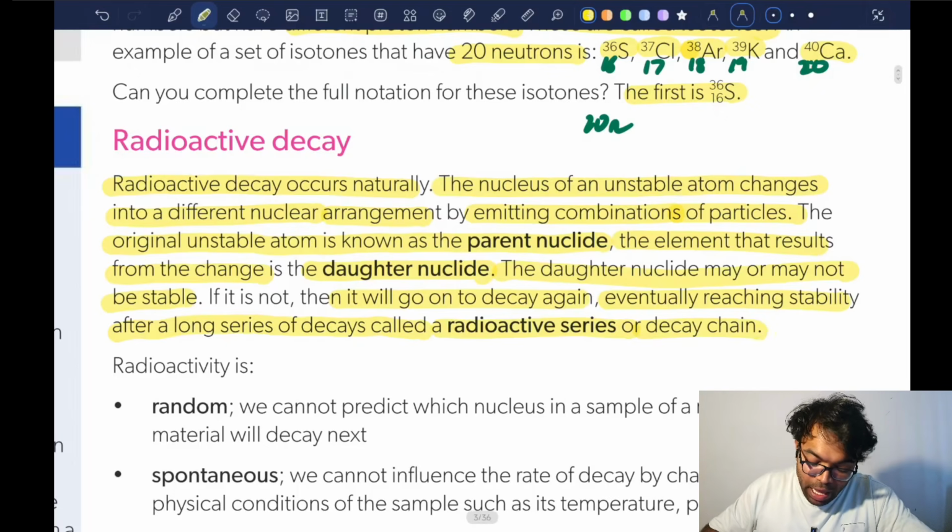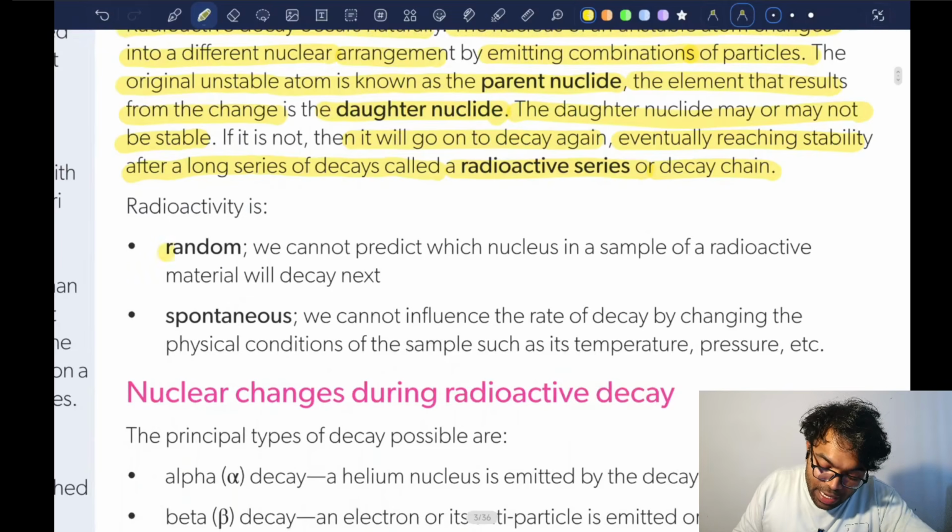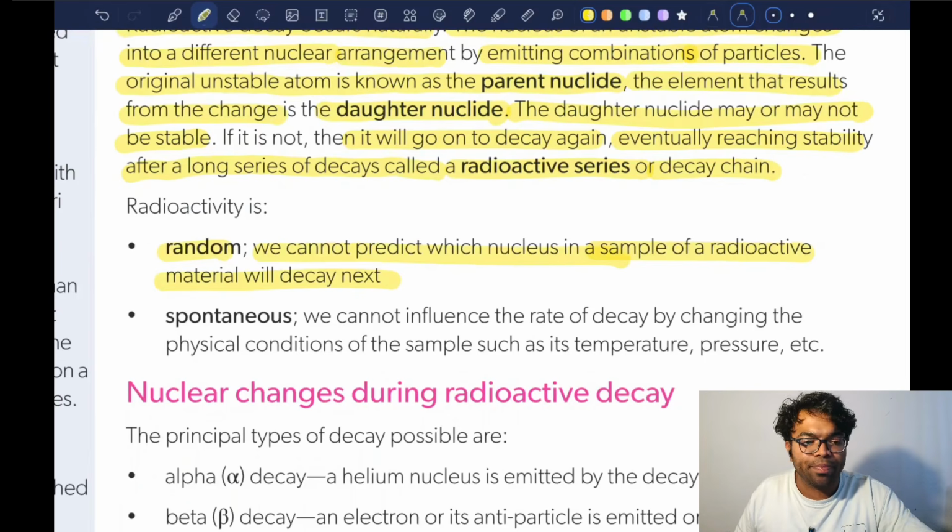Understood? Now, radioactivity is random. We cannot predict which nucleus in a sample of radioactive material will decay next. Okay, so it is totally random. If you have 100 nuclei, you cannot say the third atom is going to undergo radioactive decay. No, you can't. You don't have a clue which atom is going to undergo radioactive decay in a sample.